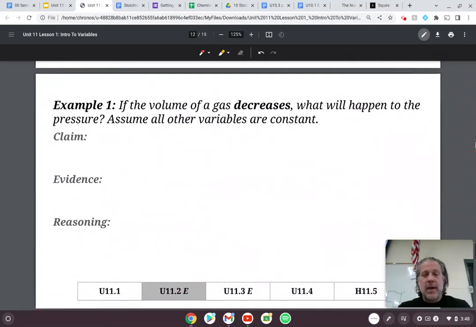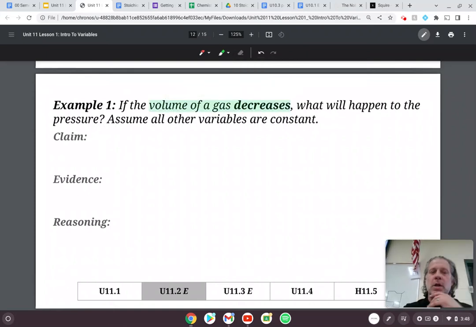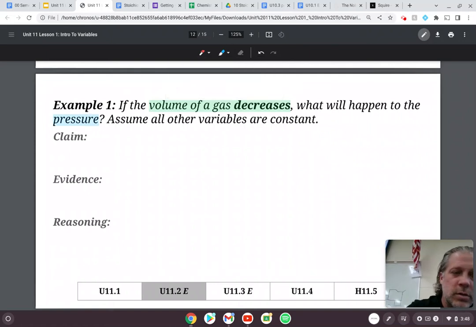So in this case, we have that the volume of the gas is decreasing. So the volume here is going to decrease. The question is, what will happen to the pressure? If the volume goes down, and we're going to assume all the other variables are constant, we can make a claim that the pressure will increase.